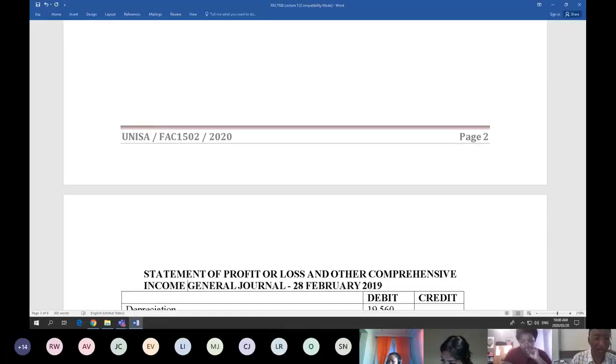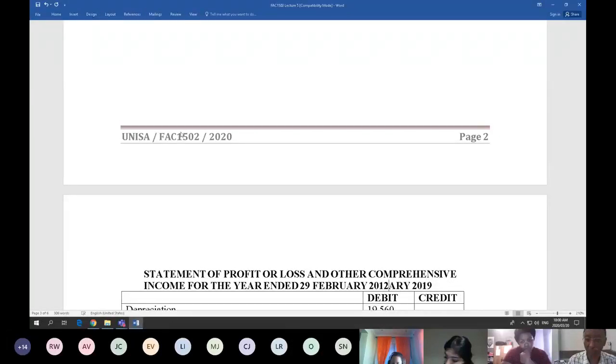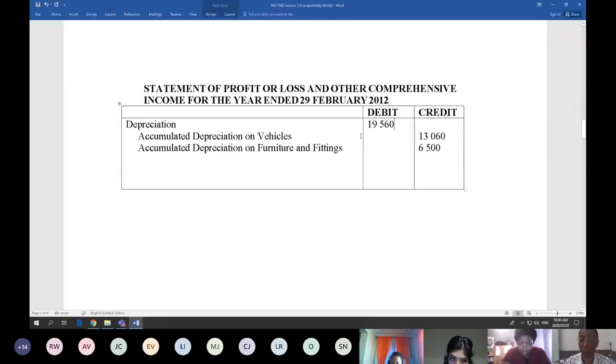Statement of profit and loss and other comprehensive income for the year ended, and this financial year ended the 29th of February 2012. Always put your heading on top, guys.